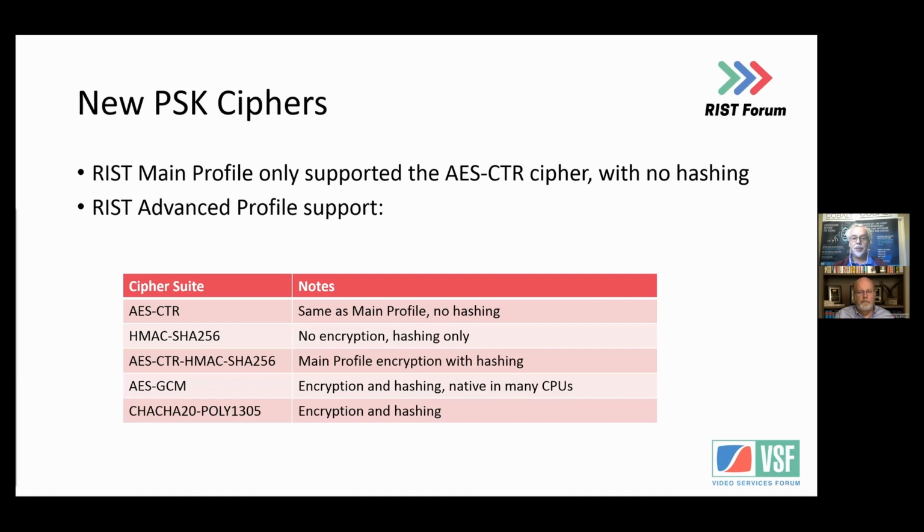As far as PSK is concerned, the main profile only had AES CTR with no hashing, which is a fine cipher, but there's other stuff out there. So we added both hashing and other ciphers. And why are we doing that? Hashing is for data integrity, and other ciphers because some of these have silicon support in CPUs or are simpler or less load. So you now have a palette of choices for the cipher.